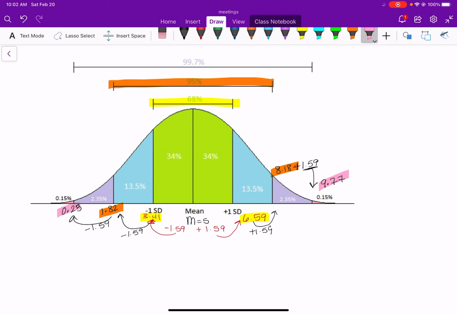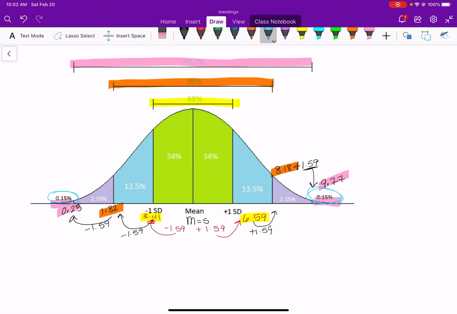And if we look at this, from 0.23 to 9.77, 99.7% of our data lies between those two numbers. And it makes sense because look how far out we are. We're at the very, very tail end of each one of these. And you'll notice that right here in this picture, it's telling you that you only have 0.15% of your data that lies beyond those two numbers.